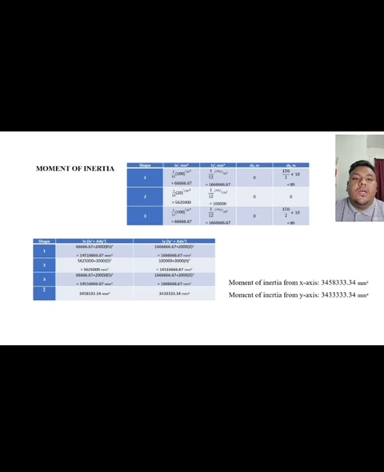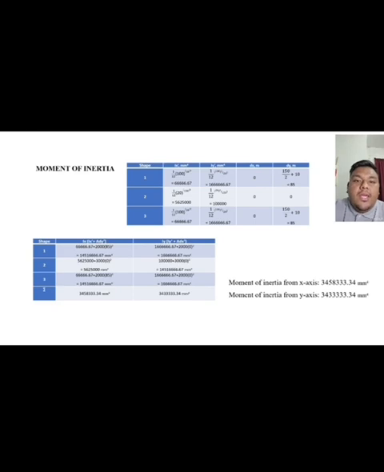Next, for the moment of inertia, for shape 1 we got Ix of 66,666.67 and Iy of 1,666,666.67, with dx is 0 and dy is 85. For shape 2 we got Ix of 5,625,000 and Iy of 100,000, with dx is 0 and dy is 0. For shape 3, Ix is 66,666.67 and Iy is 166,666.67, with dx is 0 and dy is 85.